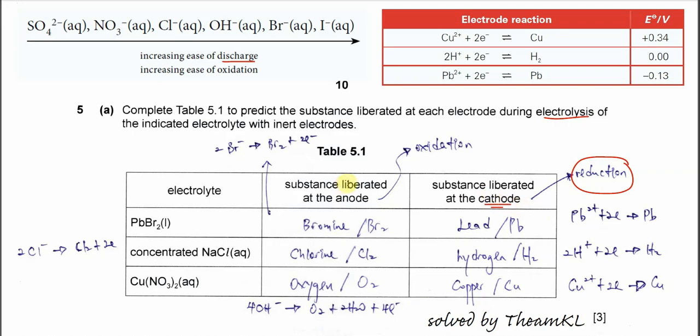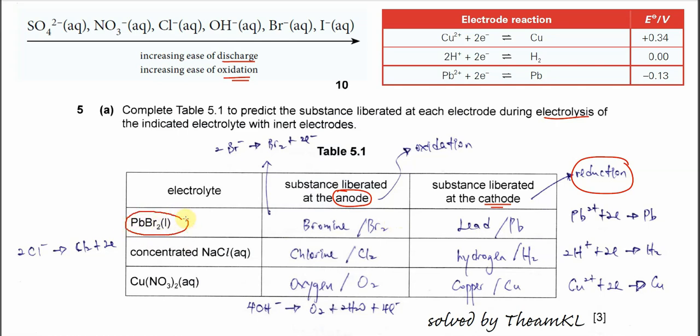And therefore, the anion always releases electrons, and because it releases electrons, it undergoes oxidation. Oxidation happens at the anode, because the anode is the place for oxidation to happen. So once you know where is the place, then you can give the products, or else sometimes you might get confused.